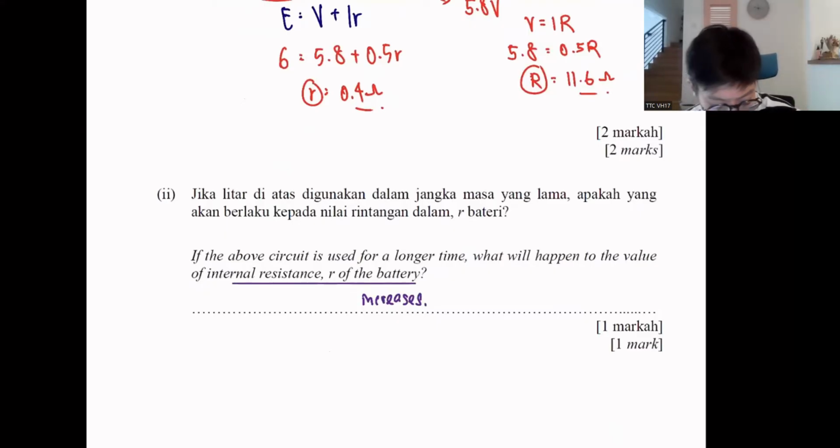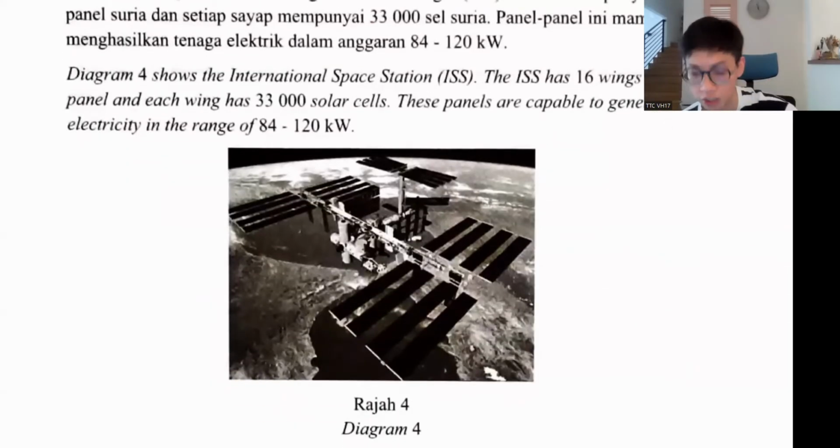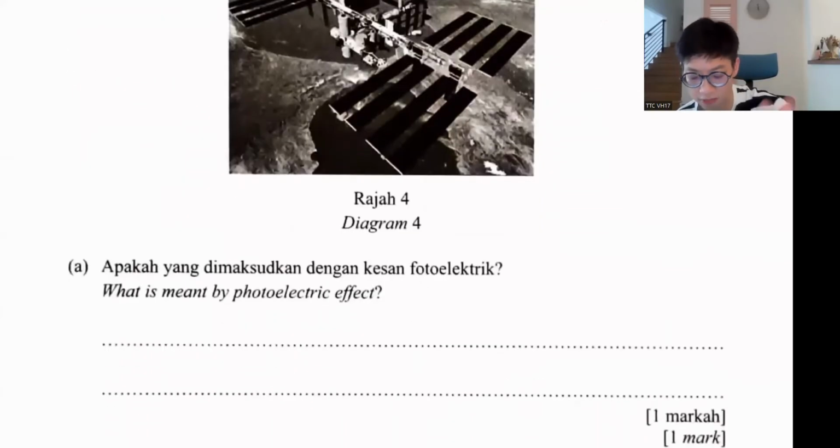Now, if you have no problem, then we go and see page 13. All right, page 13. Next one. Here they give you a bunch of information about the international space station, solar electricity, and so on. Then they ask you what is a photoelectric effect.